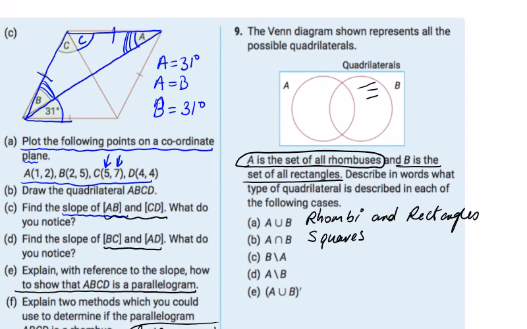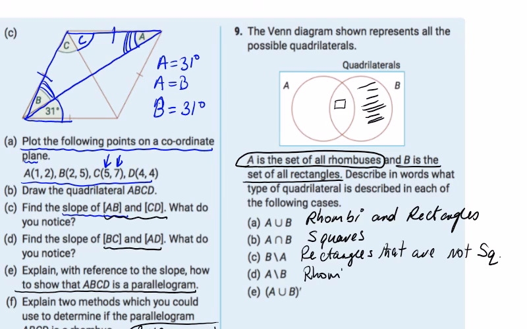B less A, so in here, and B is all rectangles, so the rectangles that are not rhombuses. So in this area we have rectangles. In the middle bit we have rectangles that are squares, and we have rhombuses that are squares. So we have rectangles that are not squares in B less A. I'll just write S for squares, SQ. A less B, well, A less B is going to be rhombi or rhombuses that are not squares, the middle part. Rhombi that are not squares.